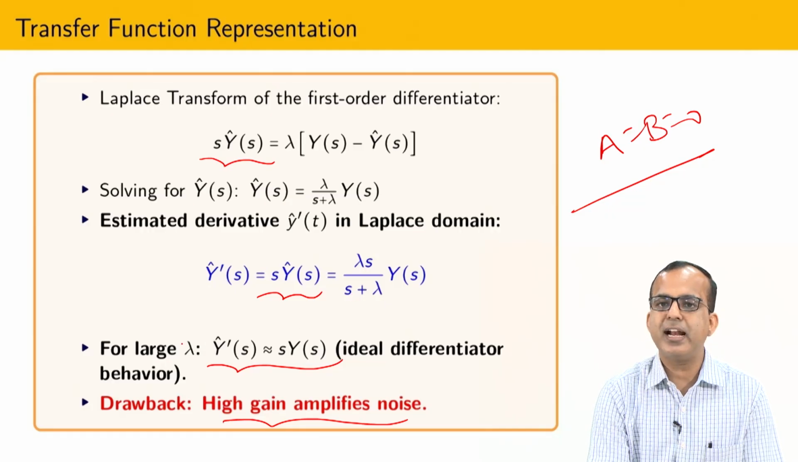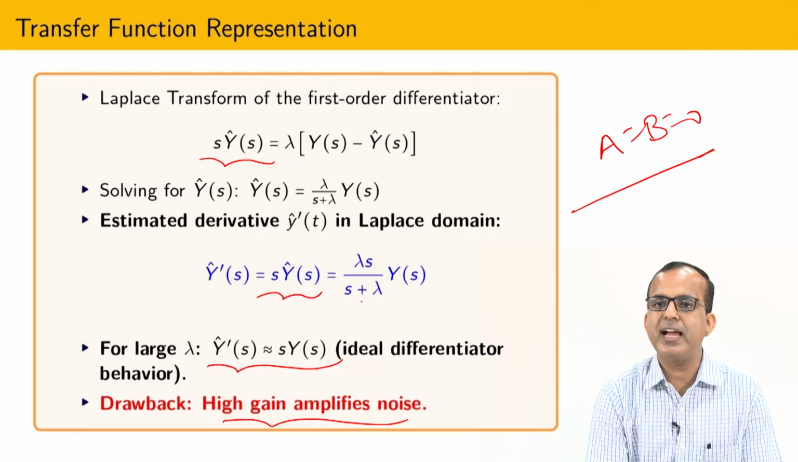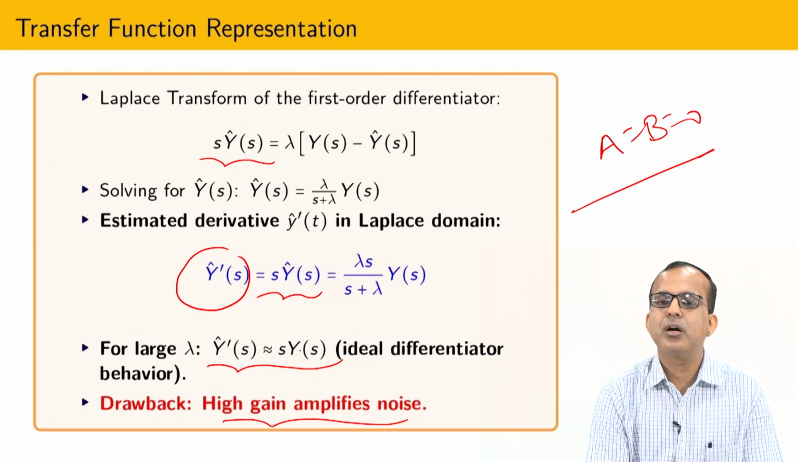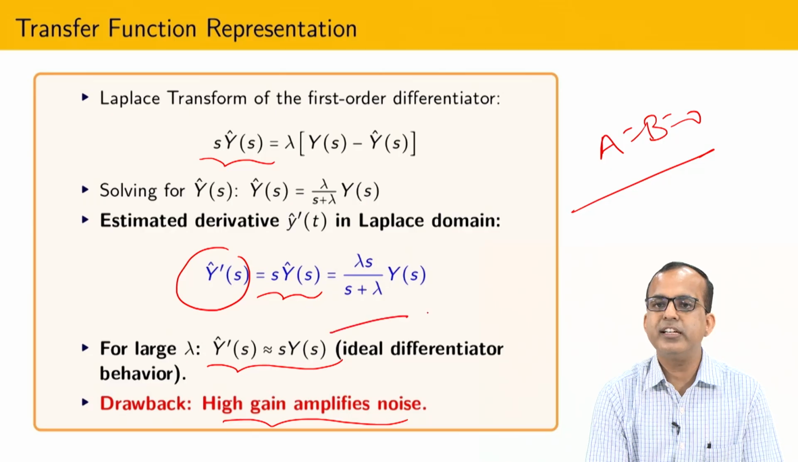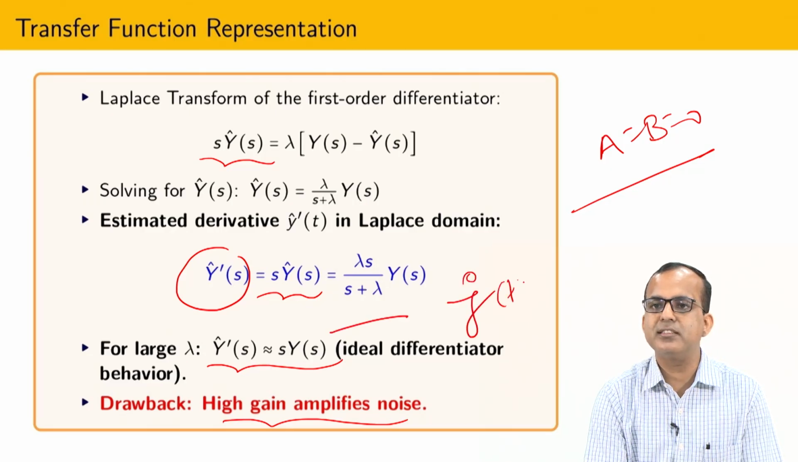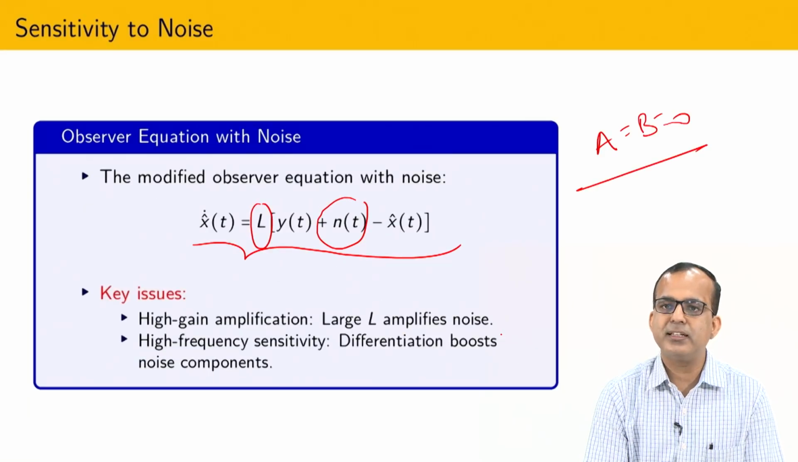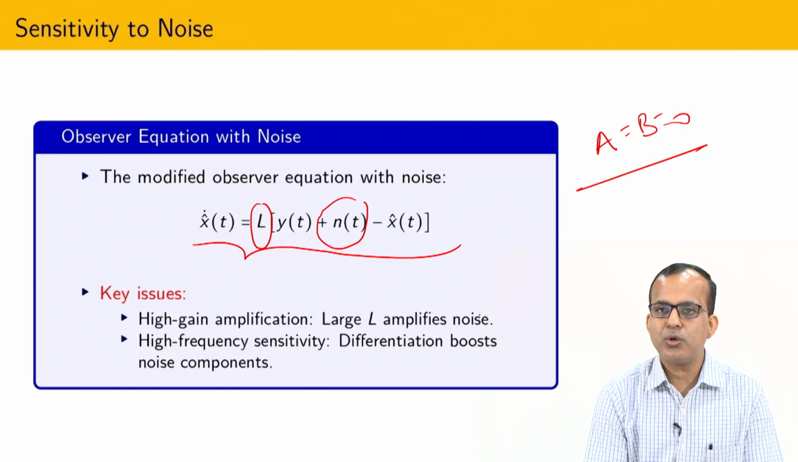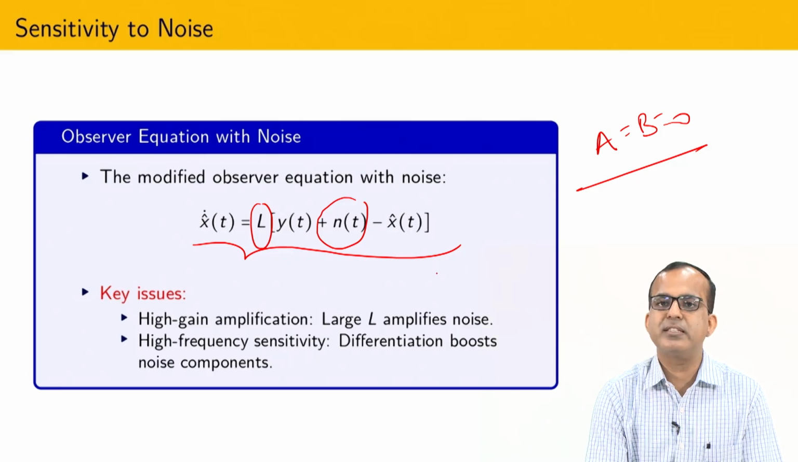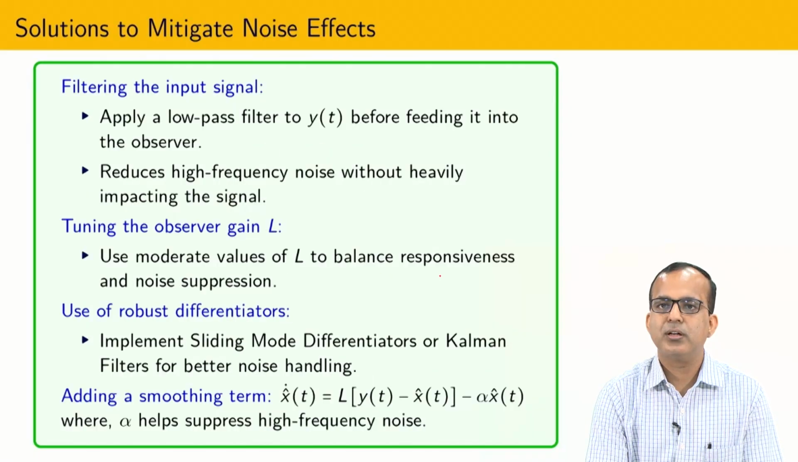The only condition is that if lambda is large, then I can approximate the left hand side by some kind of term, that is s times ys. And s times ys, in time domain, is nothing but the differentiation, y dot. Due to that reason, whenever noise comes into the picture, this differentiator will not work.